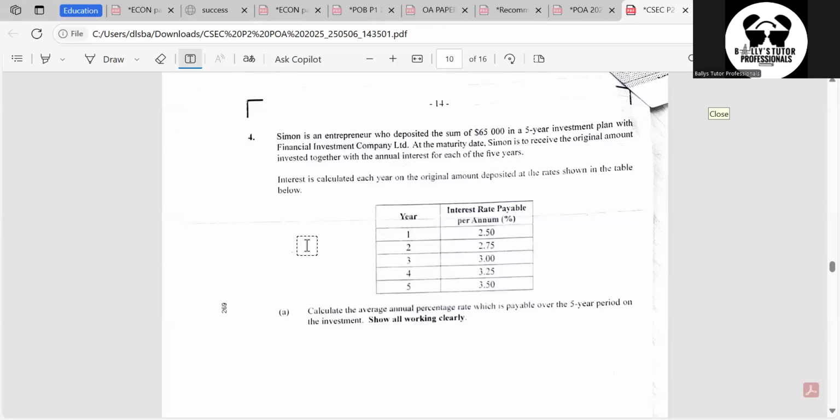To calculate the average, just like anything, you add up the total of each of the variables and divide it by the number of variables. So I'm going to add, so let's see, the average annual percentage will be my total percentage rate values.